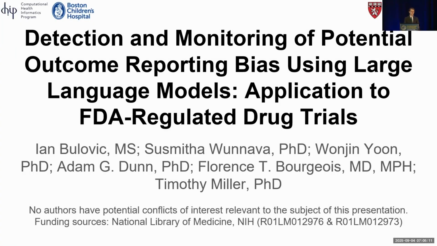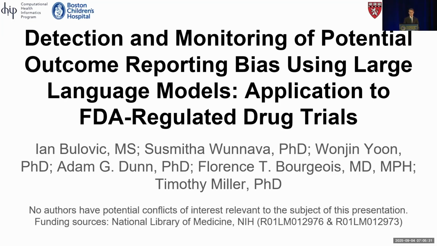My name is Ian Bulovich. I'm a data scientist in the Computational Health Informatics program at Boston Children's Hospital. Today, I'll be presenting our research on detection and monitoring of potential outcome reporting bias using large language models and its application to FDA-regulated drug trials.